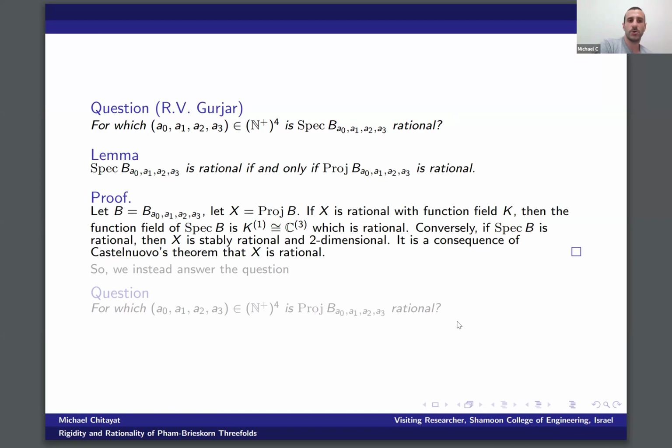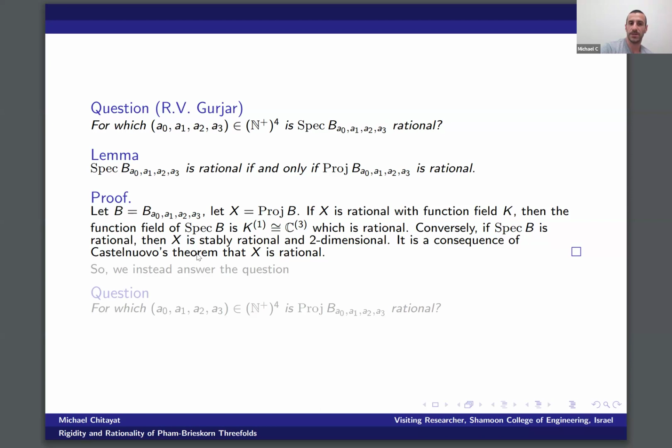So we start with a lemma. Spec of a Pham-Brieskorn threefold is rational if and only if the Proj of that graded ring is rational. And so here's the proof. Let B be a Pham-Brieskorn ring, and let X be the Proj of that ring. If X is rational with function field K, then the function field of Spec of B is purely transcendental of transcendence degree 1 over something that's already purely transcendental of degree 2. And so it follows that it's purely transcendental of degree 3 over C, which is rational.